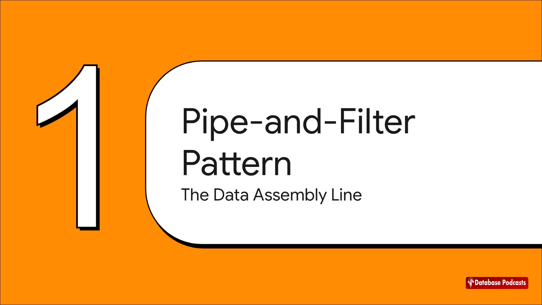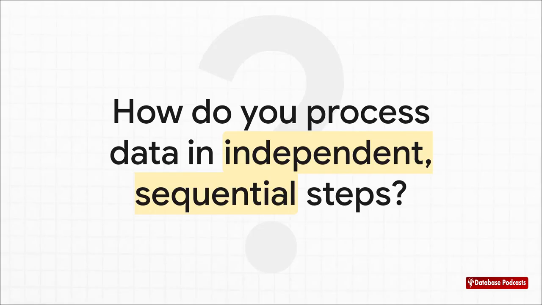Okay, our first pattern is a perfect example of this idea in action. I like to think of it as a data assembly line. It's called the pipe and filter pattern, and it is absolutely brilliant for processing streams of data. So, imagine you've got a ton of raw data, and you need to clean it, sort it, and transform it through several different stages. How would you design a system where each of those stages is its own separate, reusable tool, and they all work together in this perfect, orderly sequence?